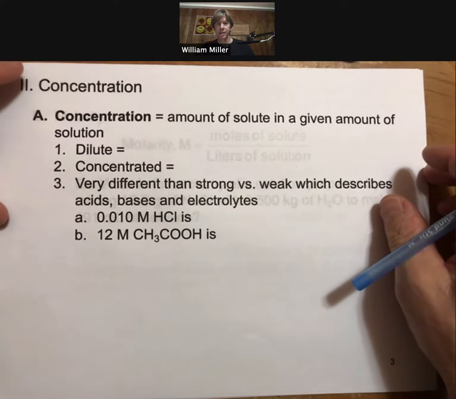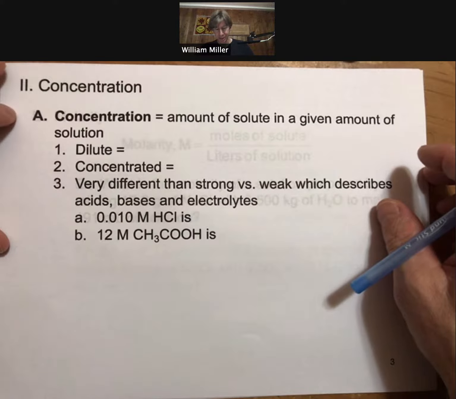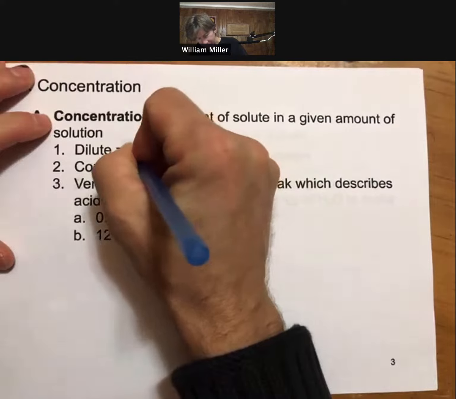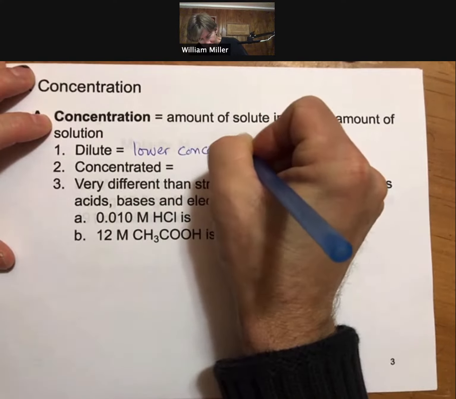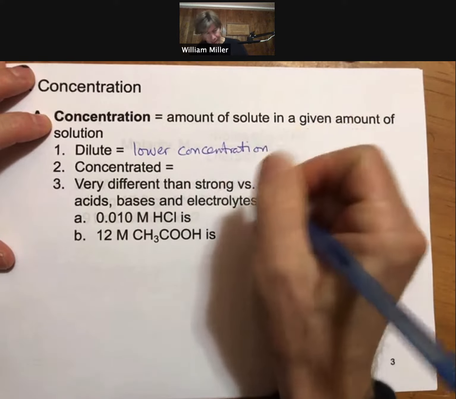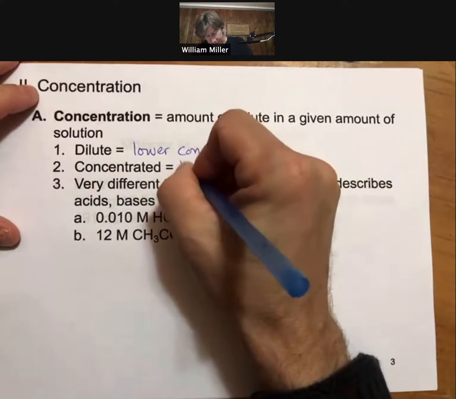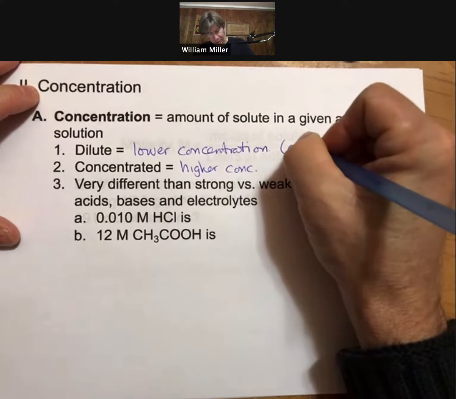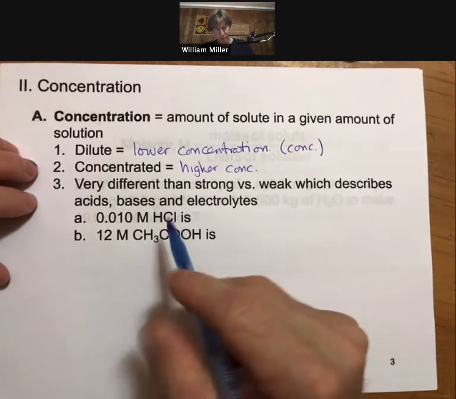Talk about the different terms for concentration and the different concentrations themselves. Start with a couple terms. So of course dilute means a lower concentration, and concentrated is a higher concentration. This time I'm going to use CONC as my abbreviation for concentration. And I just want to make sure we know how to use these terms.